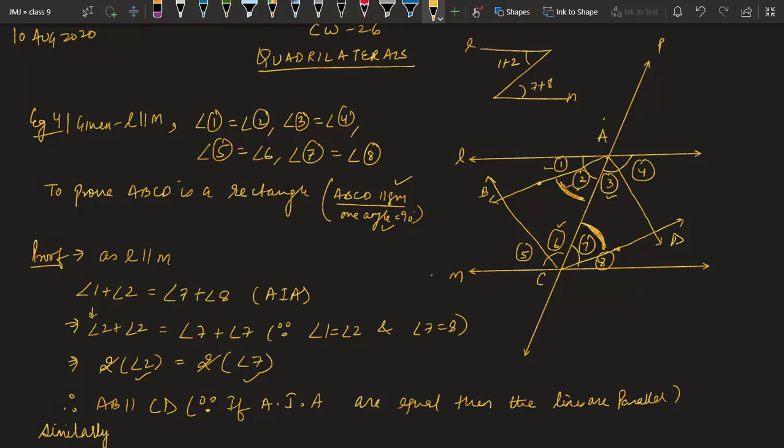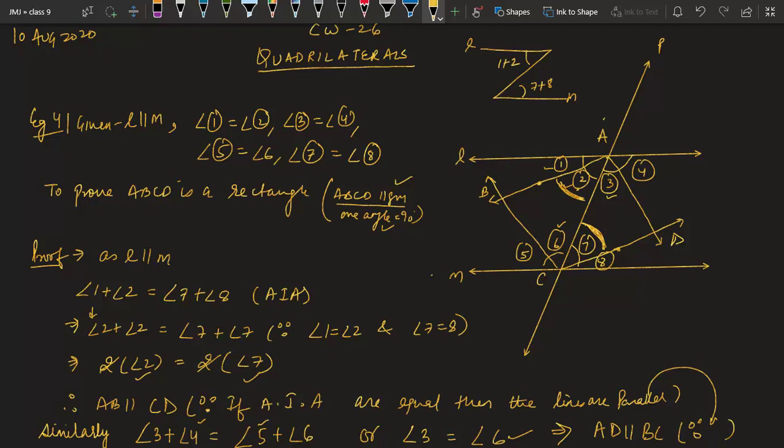Second, similarly we can do the next pair. Similarly we can prove angle 3 plus angle 4 is equal to angle 5 plus angle 6, for the same reason, because L and M are parallel and these are the alternate interior angles. Or we can say angle 3 is equal to angle 6. Same procedure: we will just replace this 4 with 3 and this 5 with 6, because they are equal, and we will get this, which implies the same thing, that AD is parallel to BC. Same reason as this one. So we have proved these two pairs as parallel, and we all know.